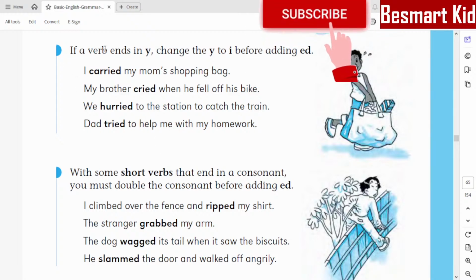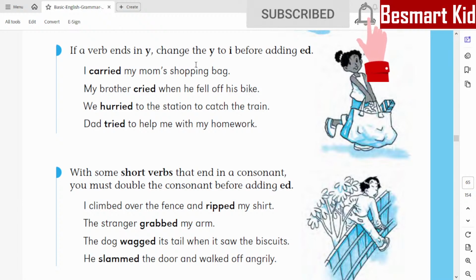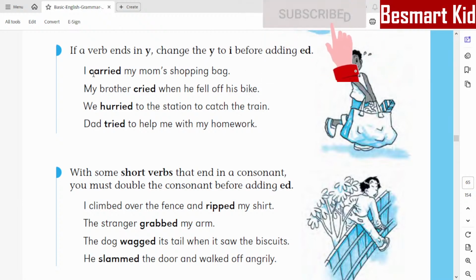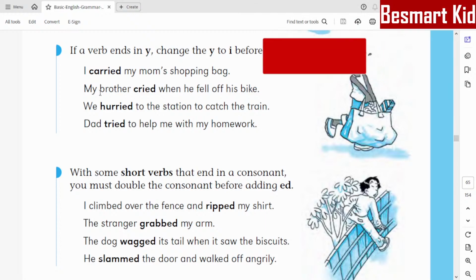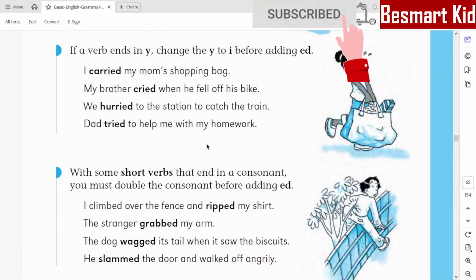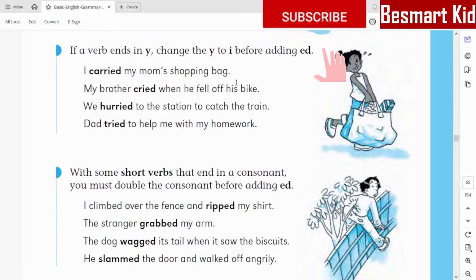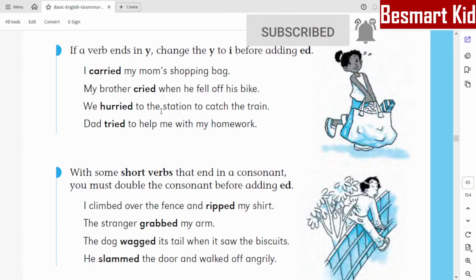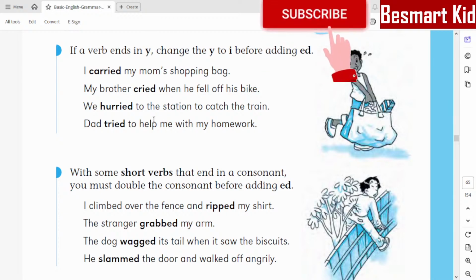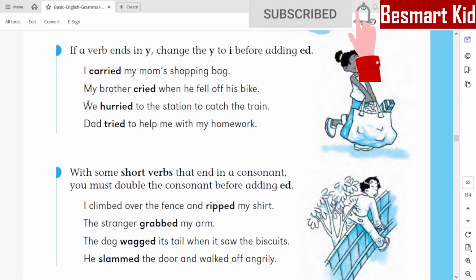If a verb ends in Y, change Y into I before adding ed. Example: I carried my mom's shopping bag. My brother cried when he fell off his bike. We hurried to the station to catch the train. Dad tried to help me with my homework.